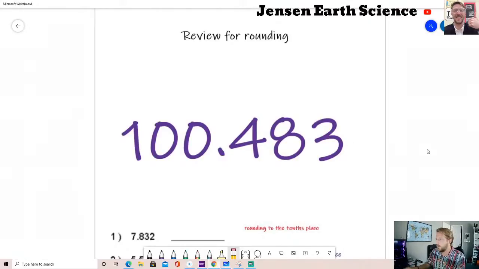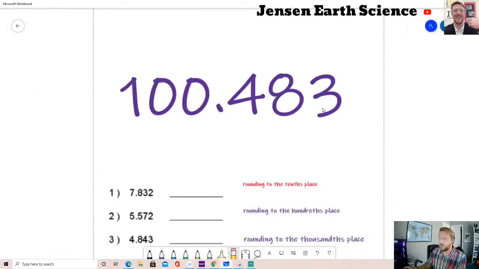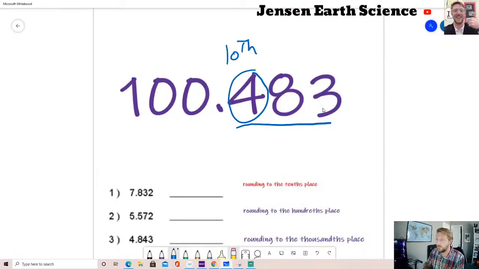100.483. All right, so what's really important is to understand the numbers that are to the right of the decimal. So specifically 4, 8, and 3 is what we'll focus on because we're rounding after the decimal. You have to know the places of each number. So for example, I'll circle 4. 4 is in the tenths place with an S, tenths. And 8 is in the hundredths place.